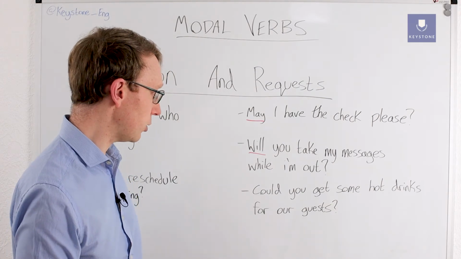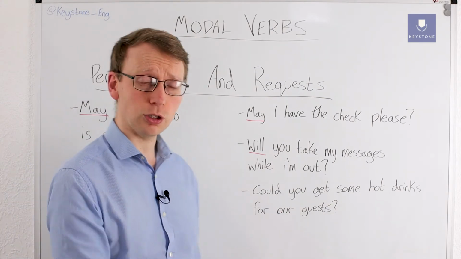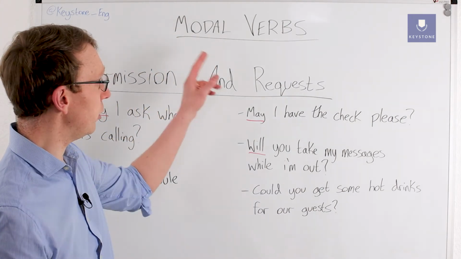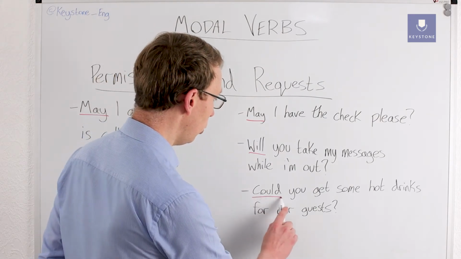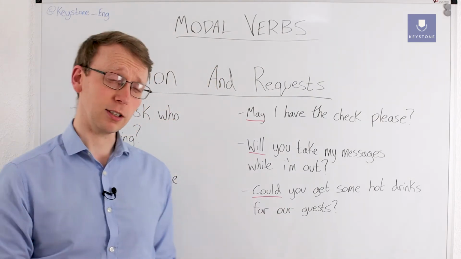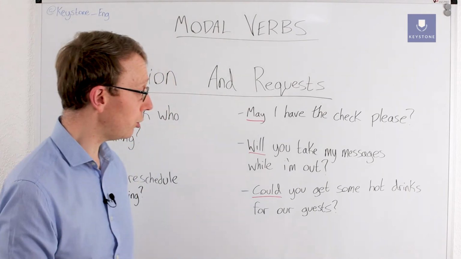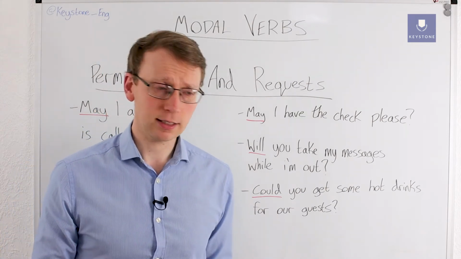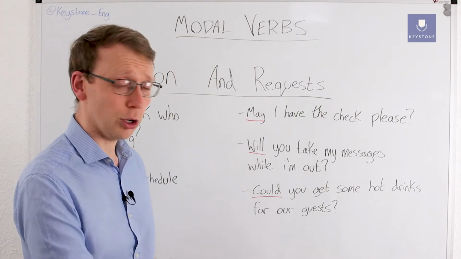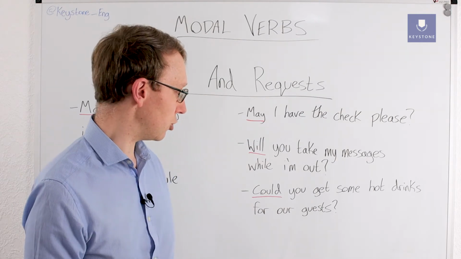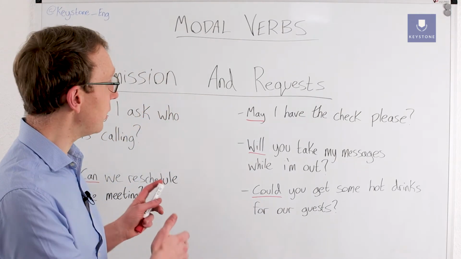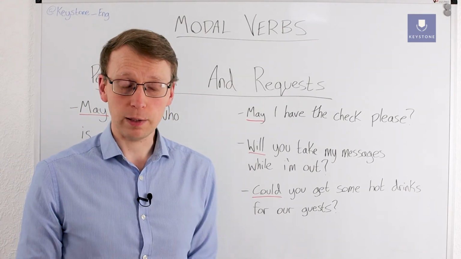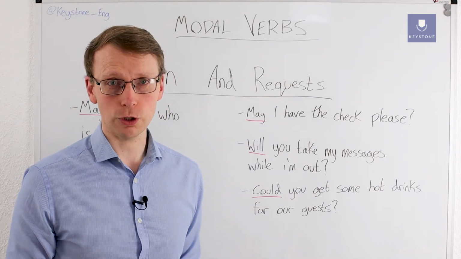The same is true for the next one. Instead of just saying, "Get some hot drinks for our guests," turn it into a polite question by using a modal verb. Could you get some hot drinks for our guests? Suddenly it's a nice polite request, and your secretary will be happy to do that job for you. So as you can see, using modal verbs is a great way to be polite when asking for something.